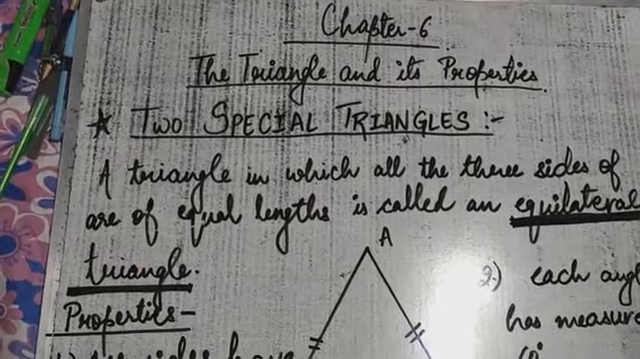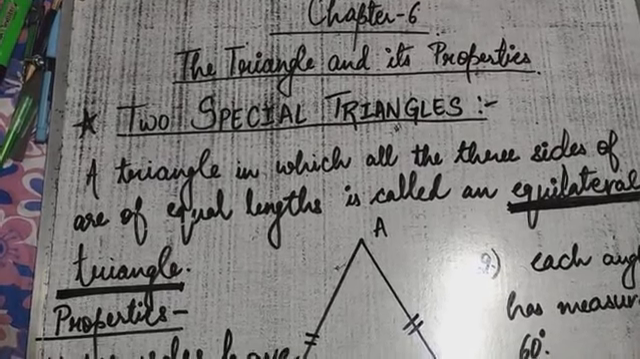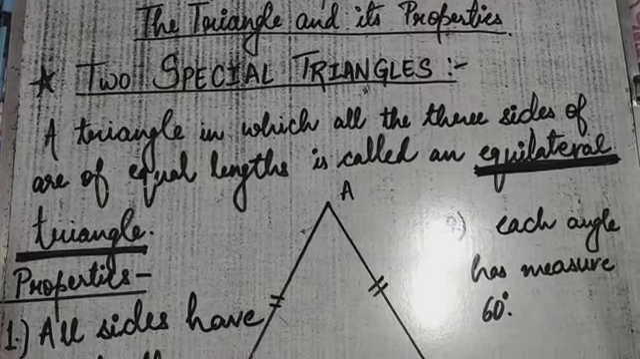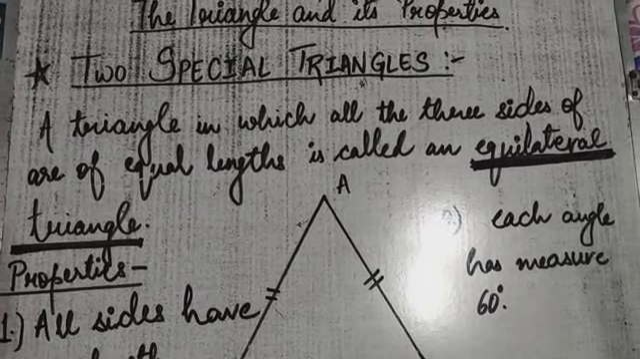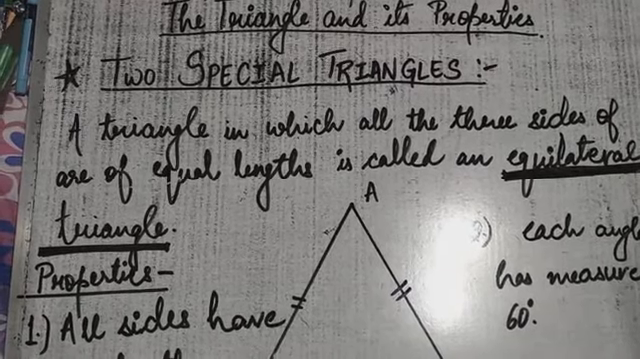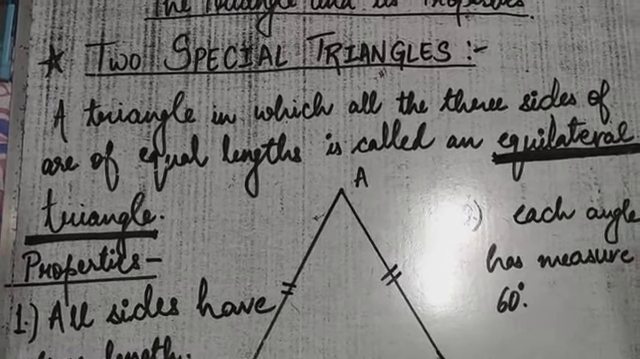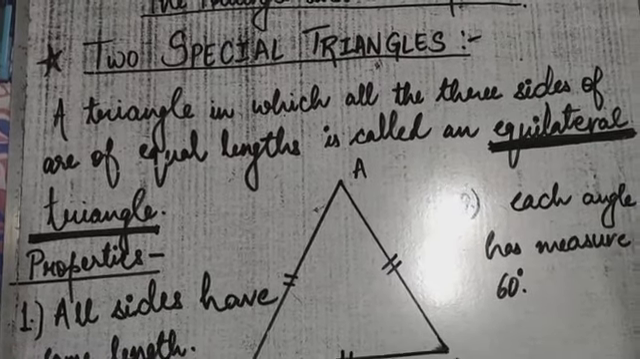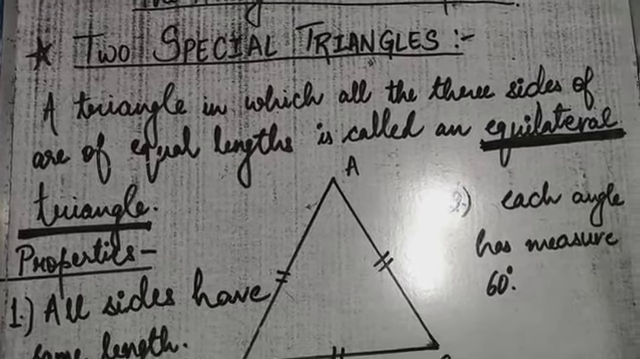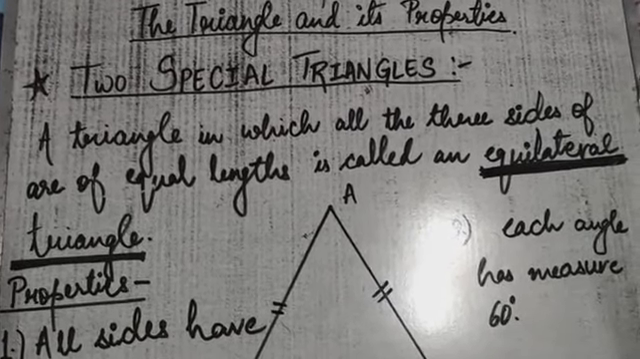Good morning everyone. We are studying chapter number 6, that is triangle and its properties. In this we have already studied about the medians, altitudes, and the exterior angle property and the angle sum property. What was the exterior angle property? The exterior angle is the sum of the two opposite interior angles. Angle sum property was the sum of all the interior angles of a triangle is equal to 180 degrees. Now we'll study the remaining topics of this chapter.